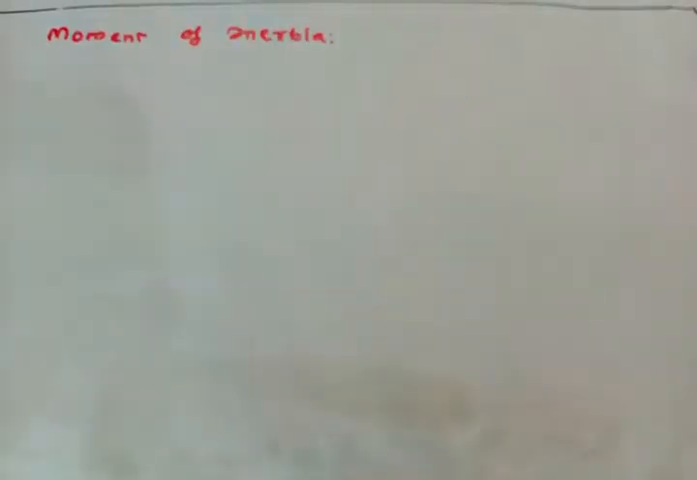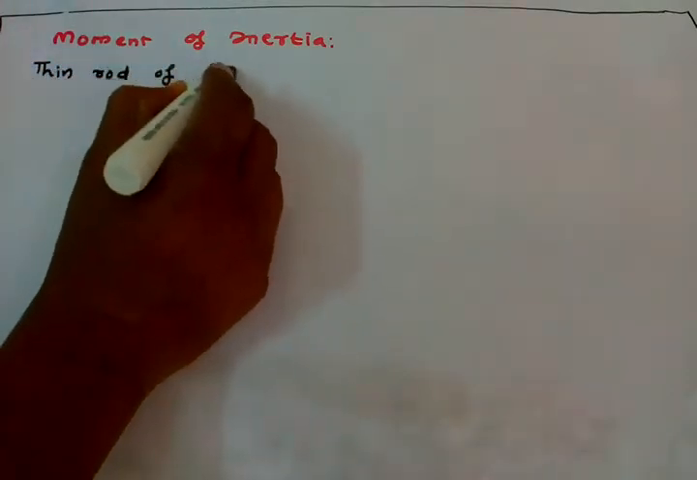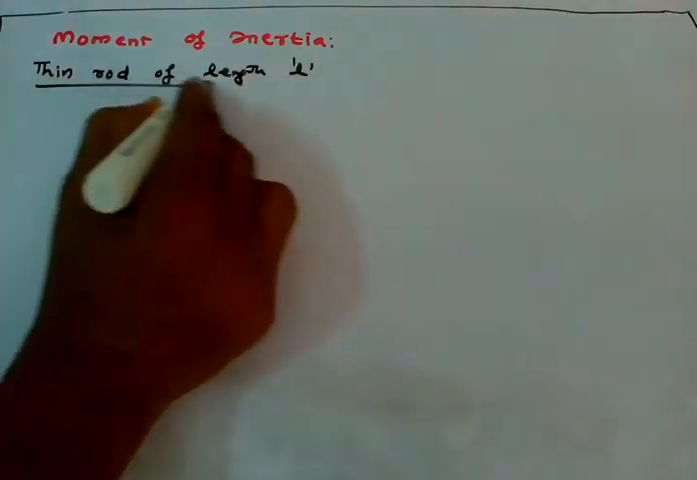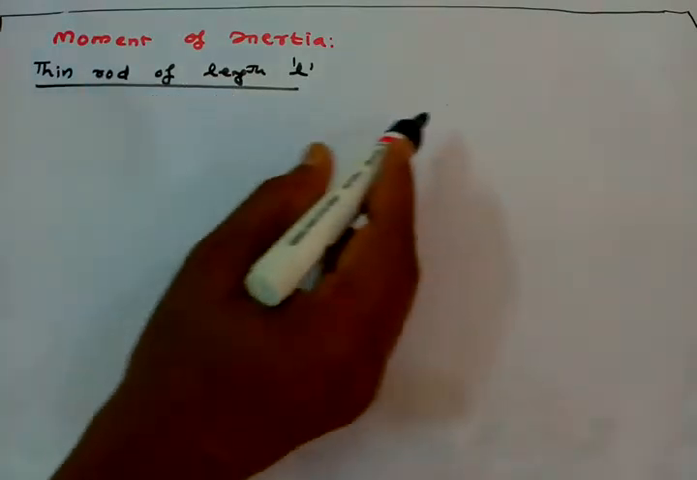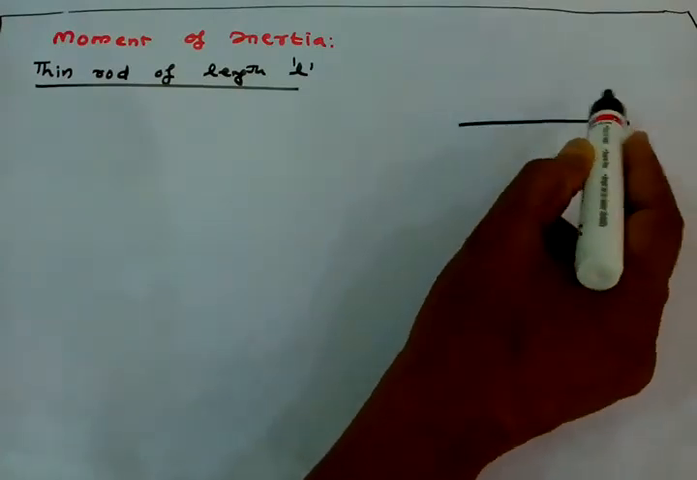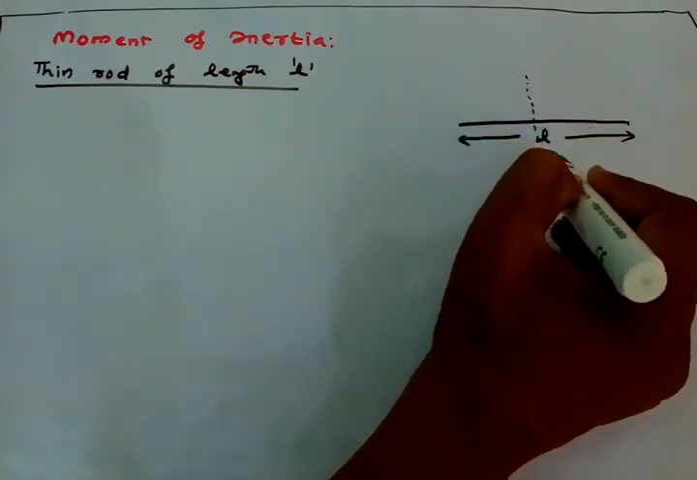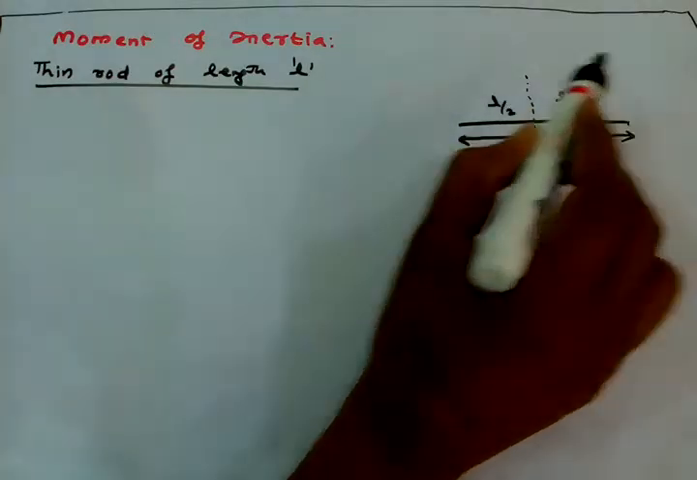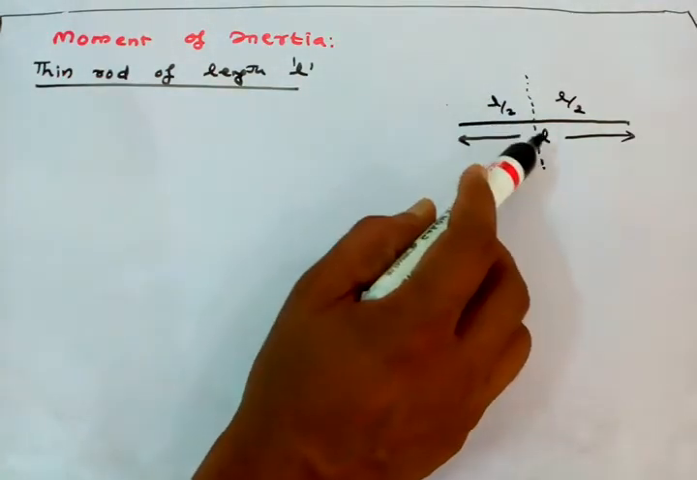Moment of inertia. Here, moment of inertia for a thin rod of length L. I want to find the moment of inertia of a thin rod of length L. See, this is a thin rod of length L. This is the perpendicular, and this is L by 2, L by 2.